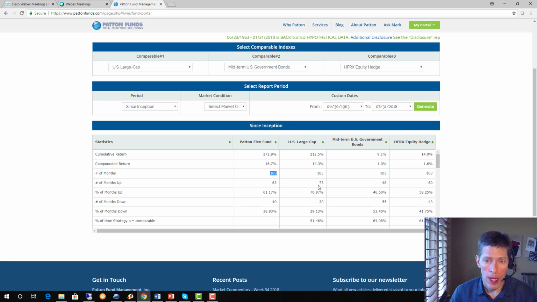Something to note here is that when you look at the S&P 500, which is U.S. large cap, it has been a bull market that entire time. But you will see that it's produced a return. The S&P has produced a return of 212%. That's the cumulative return versus our strategy, which is up 272% cumulatively during that window of time. So we've outperformed, but I want to point out, again, it's been a bull market.